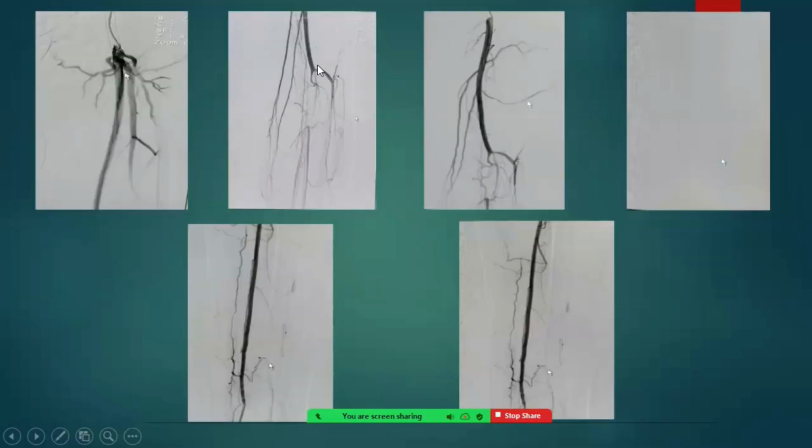This is the BTK disease. This is the posterior artery. That is ventral PCI. Before 2 weeks, we had done the angio. We were not able to visualize the ATA, PTA. These collaterals were not formed.